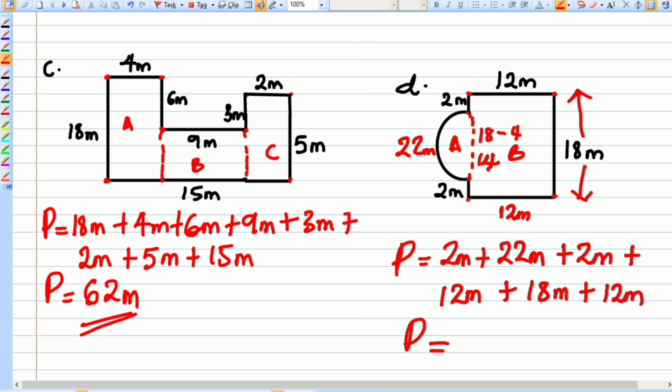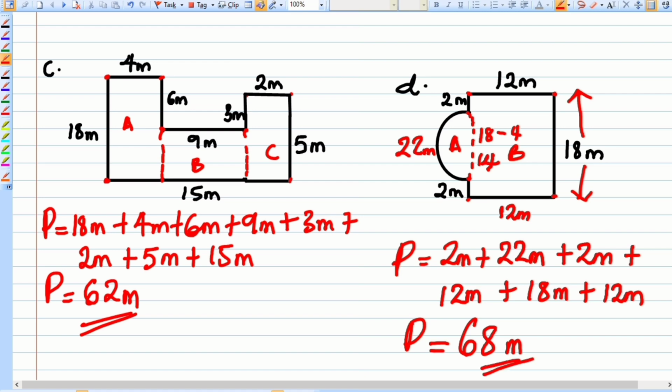So finally, what's our answer? 2 plus 22 is 24. 24 plus 2 is 26. 26 plus 12, that's 38. 38 plus 12 is 50. 50 plus 18 is 68. So we have 68 meter as our perimeter.